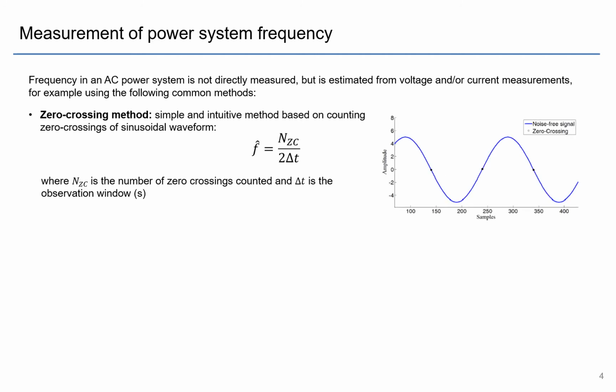The first one, the zero crossing method, is quite simple and intuitive, and it's based on the idea that there are two zero crossings in every sinusoidal waveform period. So you're basically just counting pairs of zero crossings and dividing that by some kind of observation window, and that should give you your frequency.